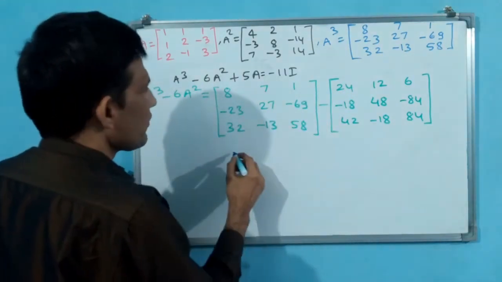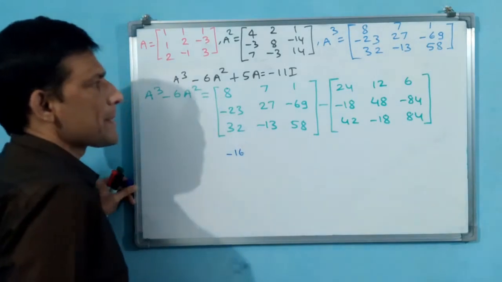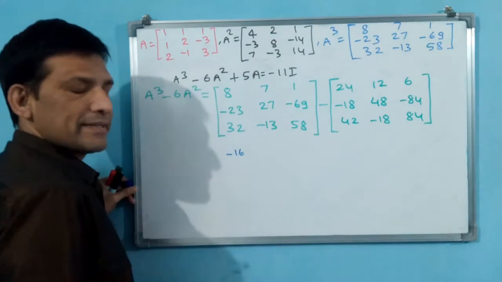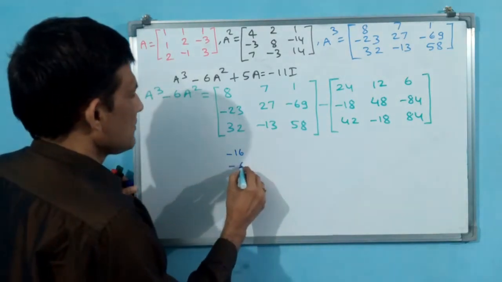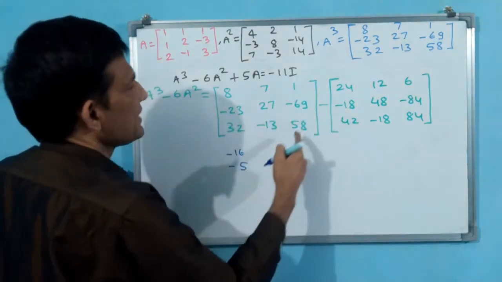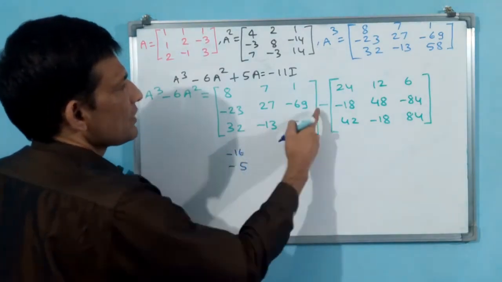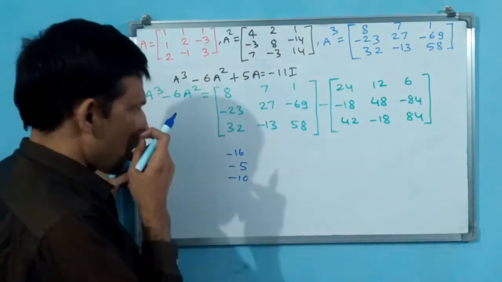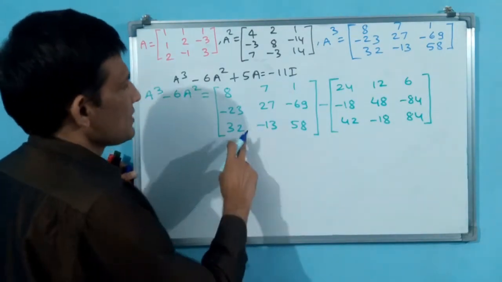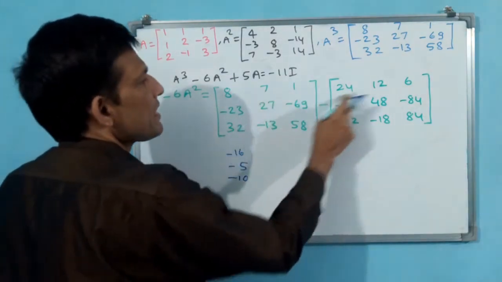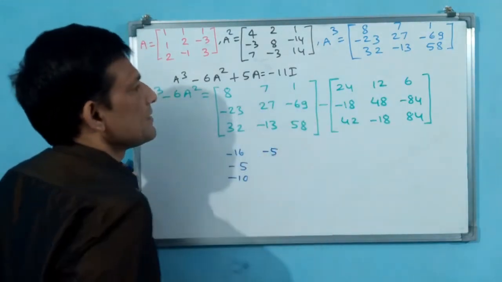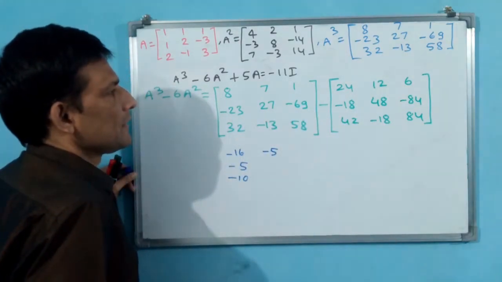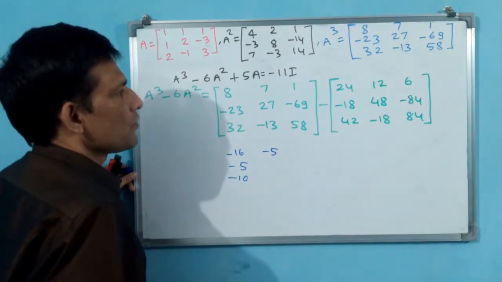Okay. 8 minus 24, minus 16. Is it okay? Okay. Minus 23 plus 18, minus 5. Minus 23 plus 18, minus 25. Okay. 32 minus 42, minus 10. Is it okay? 32 minus 42, minus 10. Okay. 7 minus 12, minus 5. 27 minus 48, minus 21.